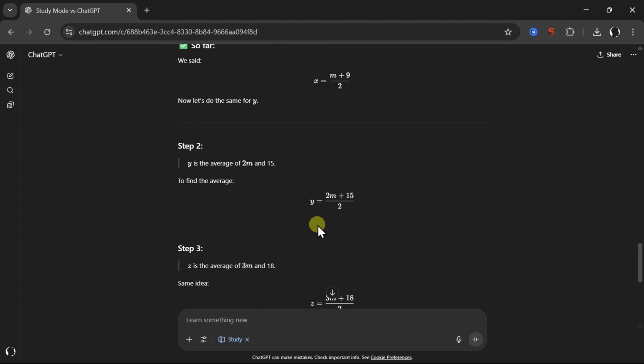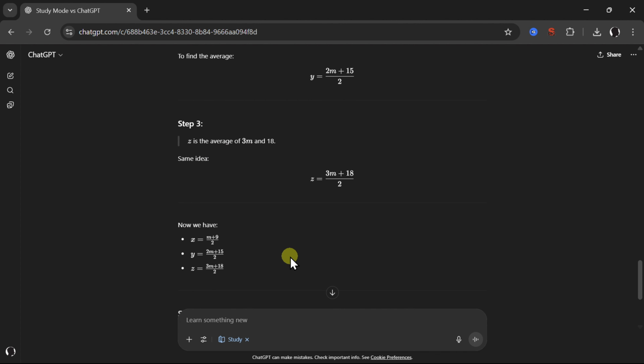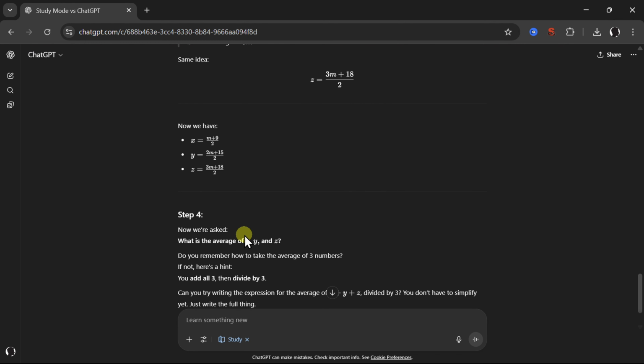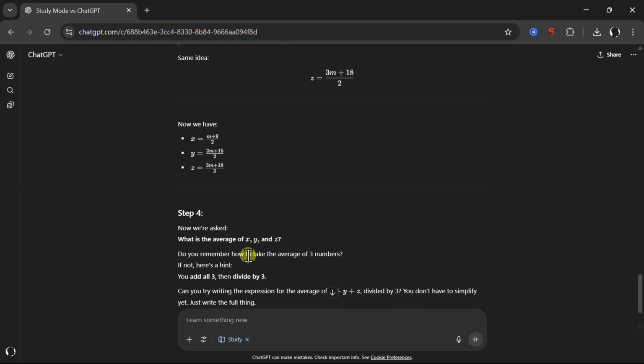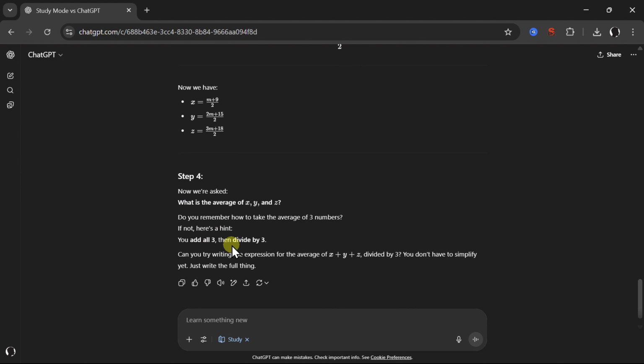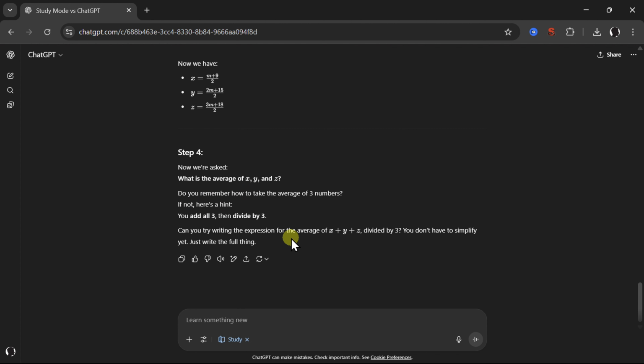Okay, now we have that. Step 2, find the average. Same idea, z. Now we have x, y, z. We have all of the equations here. Nice. Step 4, now we are asked what is the average of x, y, and z. Do you remember how to take the average of 3? If not, here's a hint. So you see, it's kind of teaching me how to really do that. It's basically like having the best math tutor in the world in your pocket.